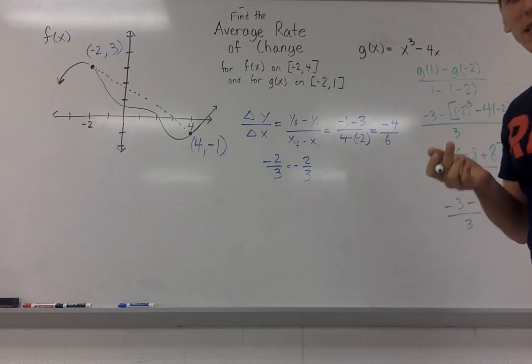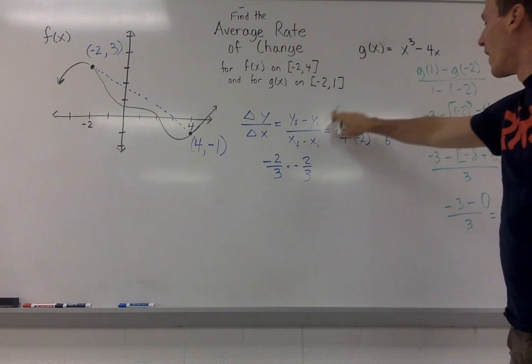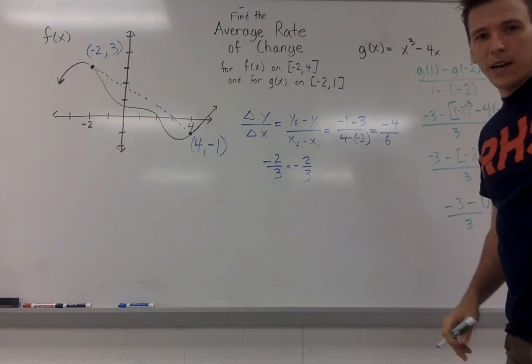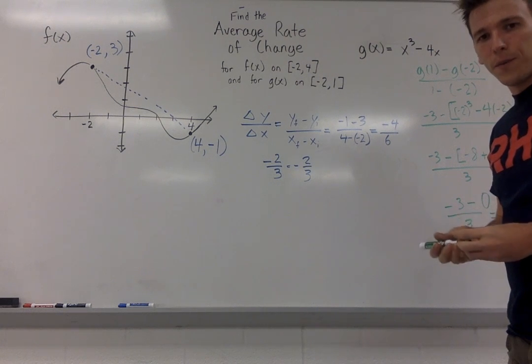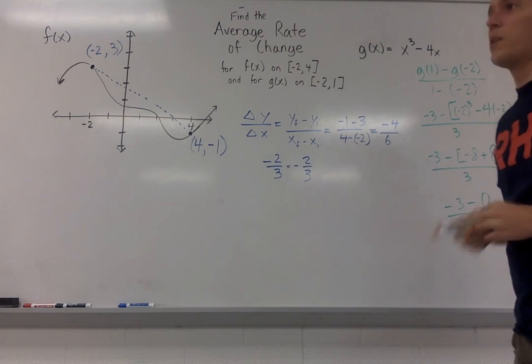But this is the general idea, is that you're taking rise over run. You're taking output values, y's or g's or f's, and dividing them by input values, your x's, the whole range that you're doing this interval over. This is a little bit confusing, so watch it again, and then if you've watched this twice, raise your hand and ask for help.